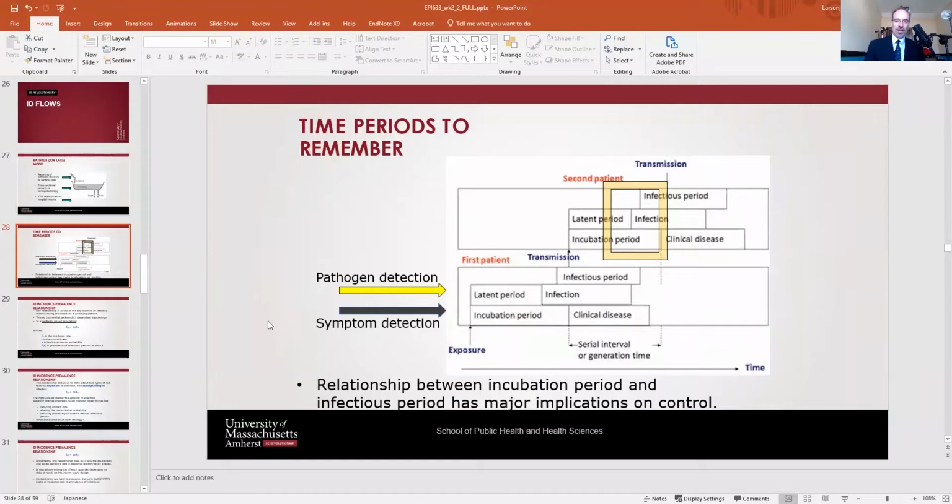What we see here is two patients, and one has infected the other, we assume. Their periods are slightly staggered from one another, and that is going to have different implications for transmission overall. But remember these important terms: latency period, incubation period, period of infection, infectious period, and period of clinical disease.